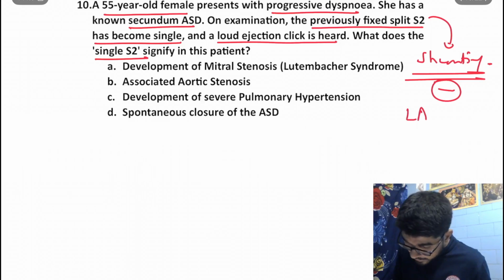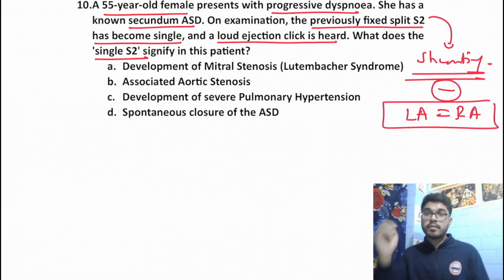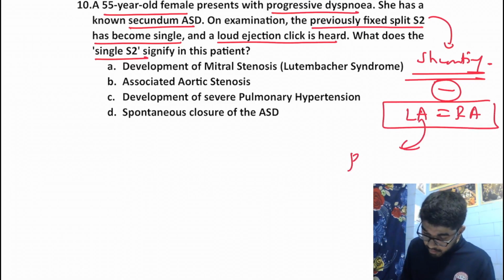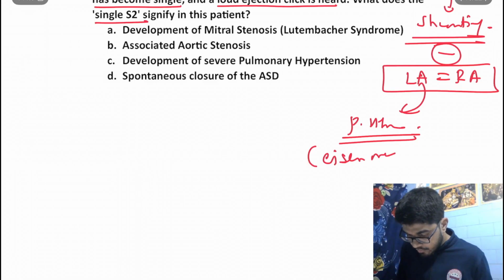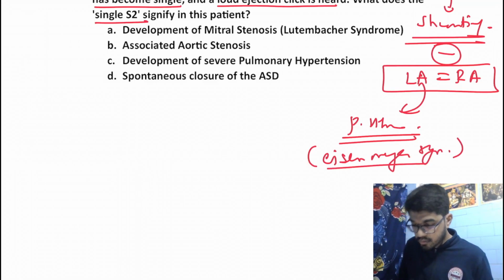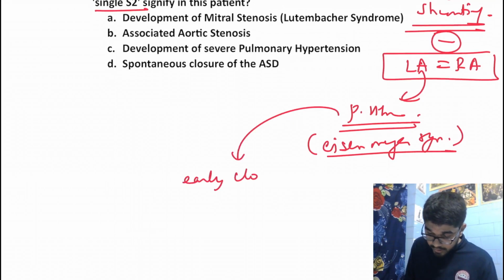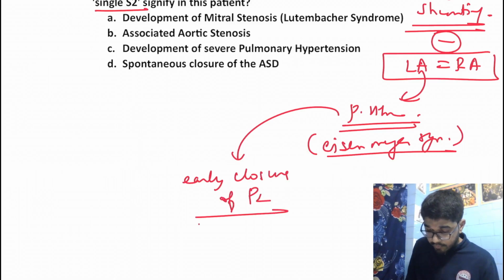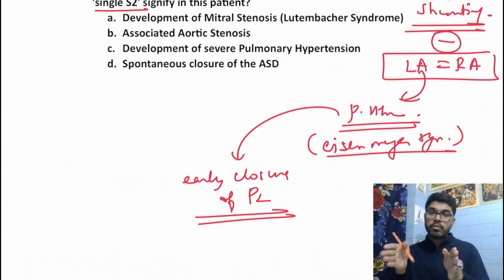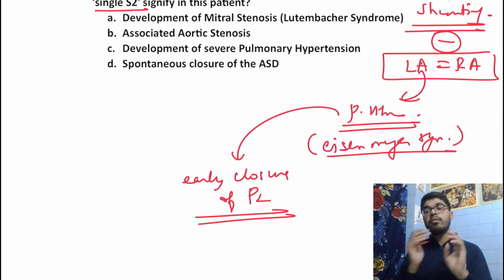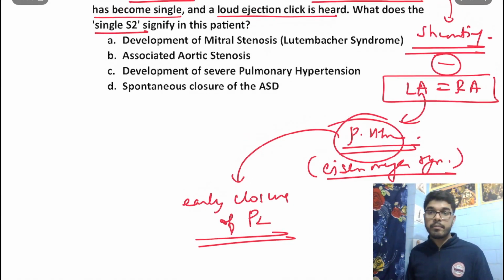How will the shunt go? When the right atrial and left atrial pressures equalize, which is due to pulmonary hypertension. Again, this is also Eisenmenger syndrome. In pulmonary hypertension, what happens? There is early closure of P2. Now, the gap that we had between A2 and P2, the P2 is now closing earlier. It merges with A2. That's why the split vanishes, due to this pulmonary hypertension component.